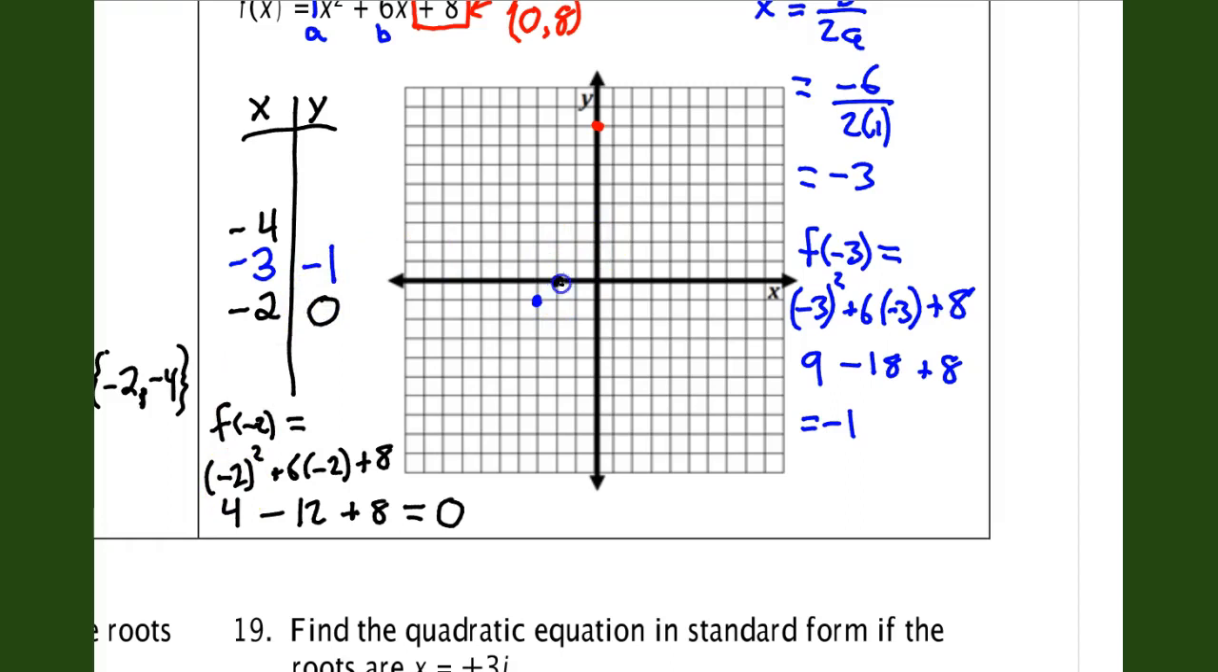So we know negative 2 comma 0 is the answer, and we don't need to do negative 4 because by design, these will be the same answer because it's symmetric. So I really only need to do one of them. And then repeat the process one more time. Let's say negative 1 and negative 5. Find out what f of negative 1 equals.